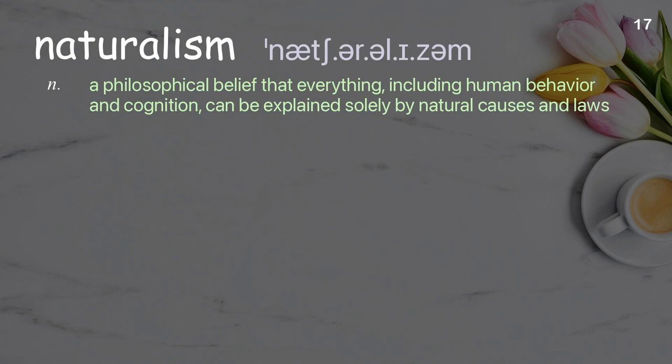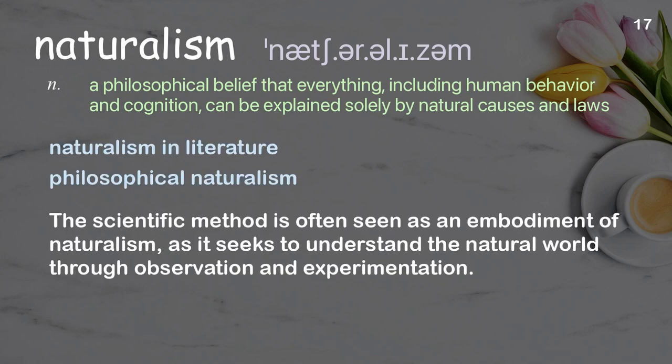Naturalism. A philosophical belief that everything, including human behavior and cognition, can be explained solely by natural causes and laws. Examples: Naturalism in literature. Philosophical naturalism. The scientific method is often seen as an embodiment of naturalism, as it seeks to understand the natural world through observation and experimentation.